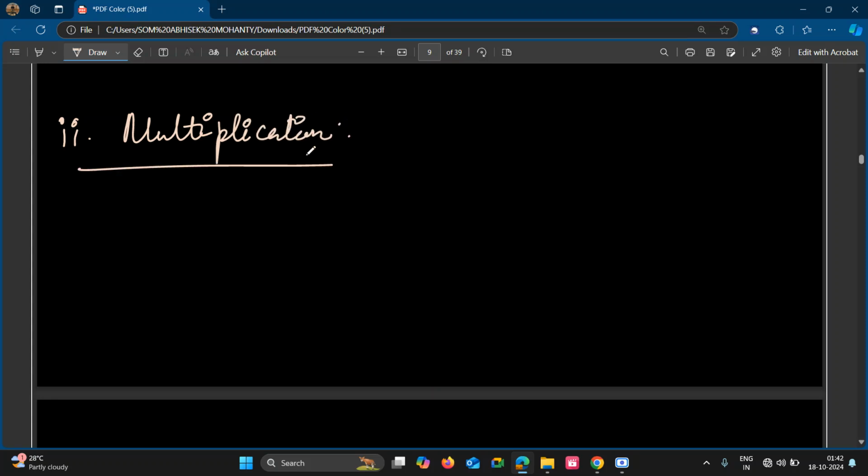Multiplication. Unlike linear combination, in multiplication we can have any type and any rank, same or different. It's possible. There is no restriction that both should have rank two. It can be different also. There is no problem. Again, in products there are three types.